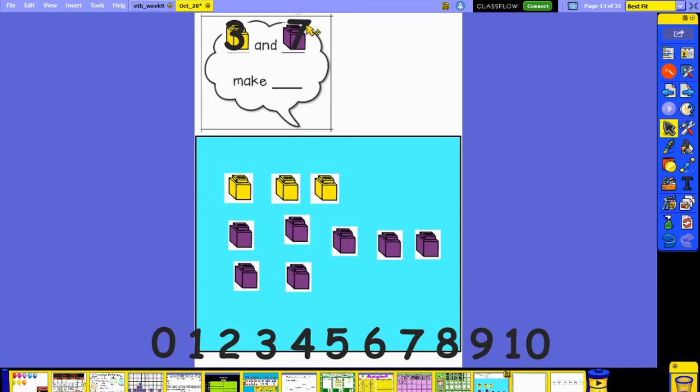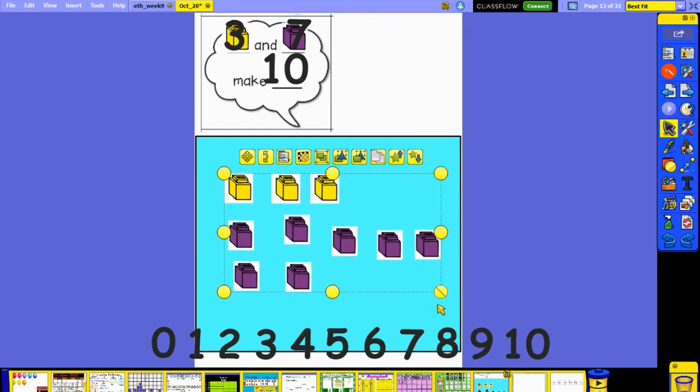All right, what is our total? I'm going to give you just a second so that you can count all of the cubes together to find the total. So how many? 3 and 7 make 10, right? We'll start with 7, it's the biggest number. 7, 8, 9, 10. 3 and 7 make 10. All right, let's do another one.